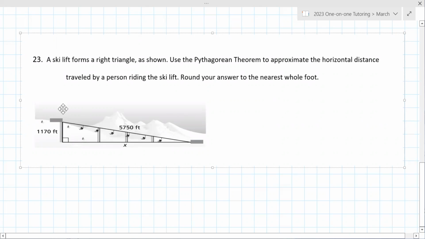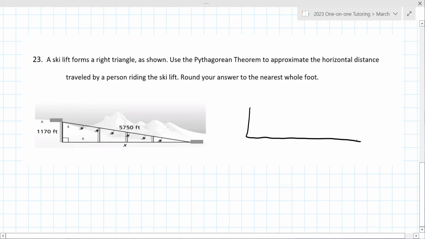Well, there's some funny videos on Instagram, TikTok, if you like that sort of thing. But the ski lift picks you up at the bottom, takes you to the top and drops you off. And they're just saying, hey, it's a triangle. So most of these problems, you don't really care what the scenario is. You just care that they're giving me a triangle and they're giving me 2 of the 3 sides.